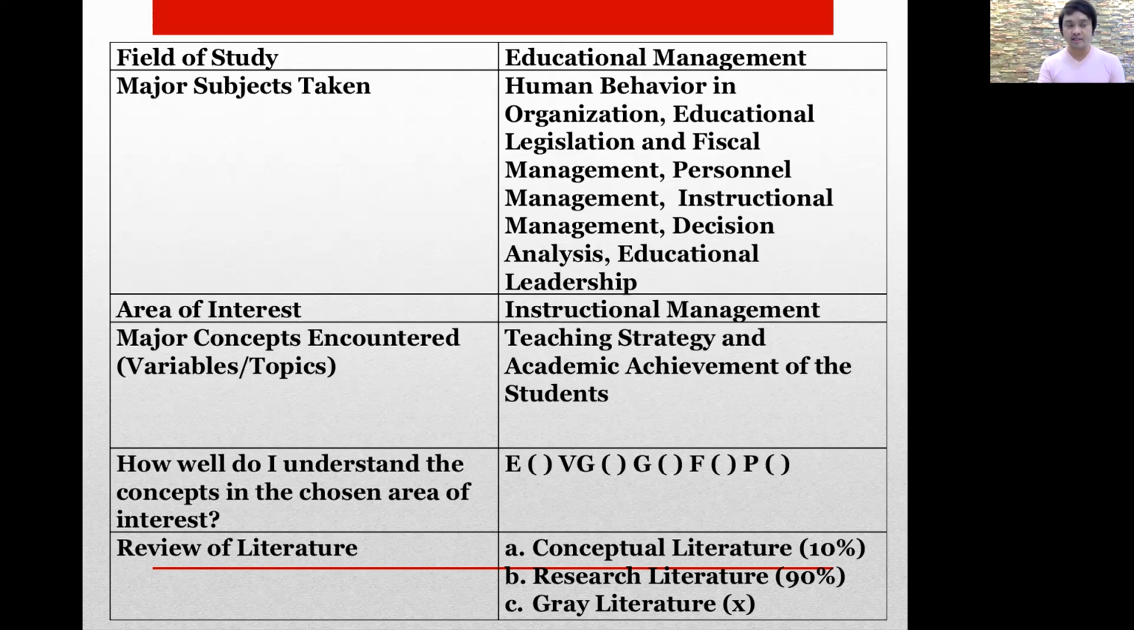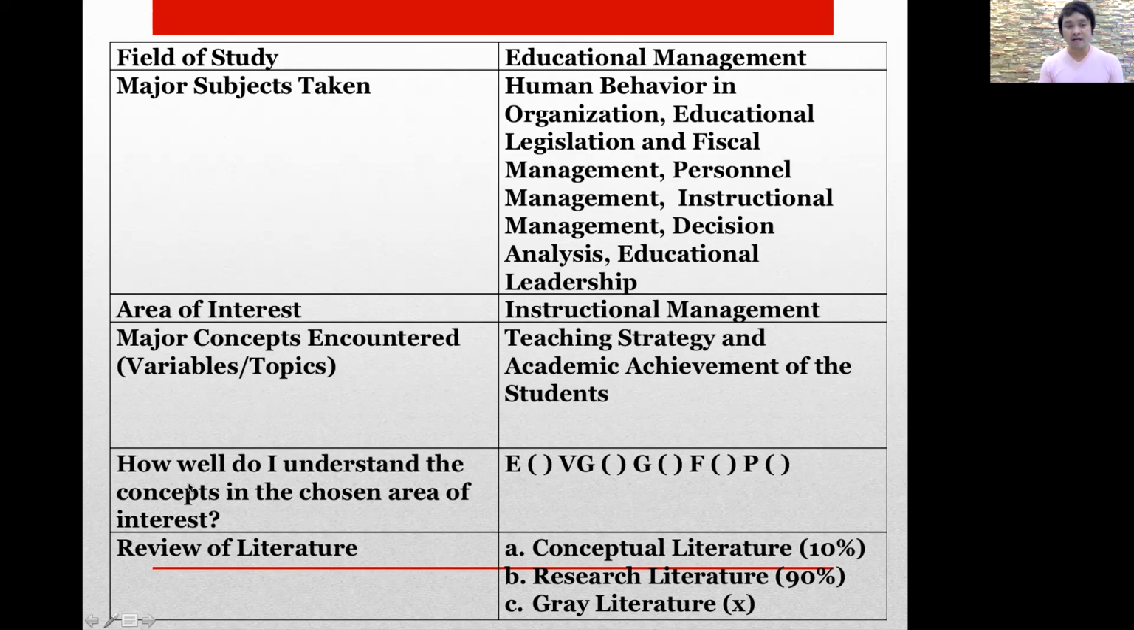IV, DV, or independent variable, dependent variable. Sample lang to, no? Pero you may select a management topic. Halimbawa, ito yung pang teacher, teaching strategy and academic achievement. Actually, pwede rin siya po management, kaya lang parang pang-masteral mababa siyang level, pang-masteral level ito. So you dapat talagang management subjects.